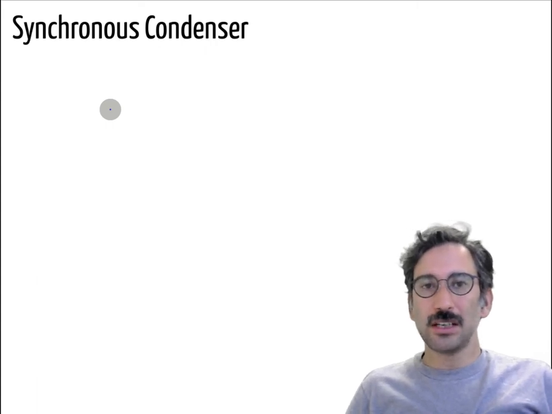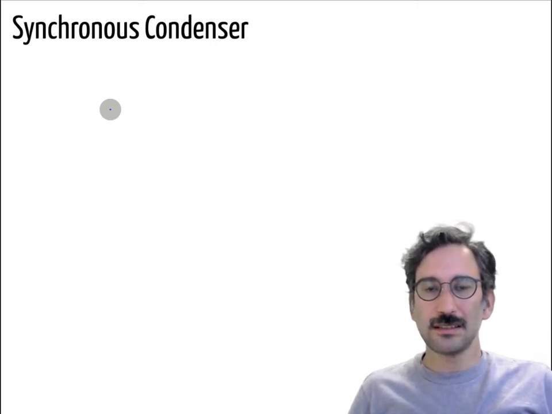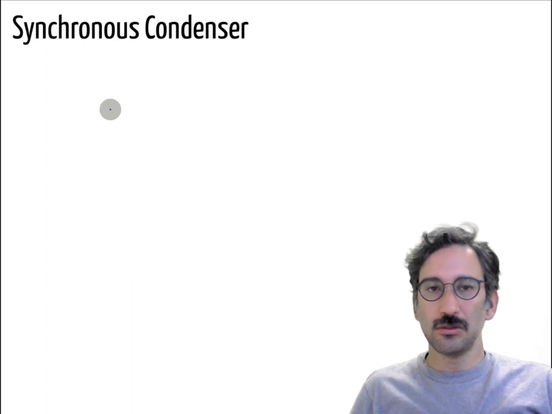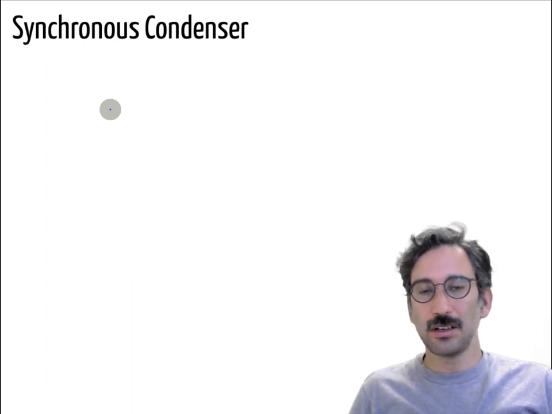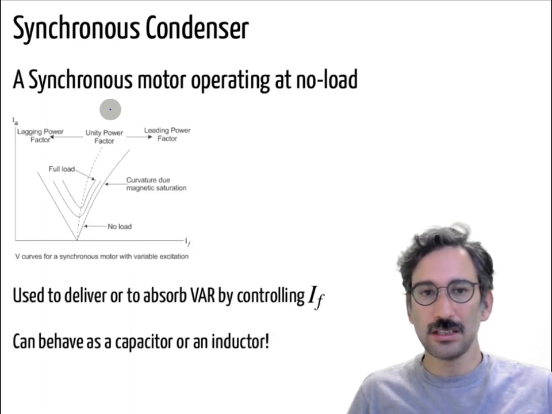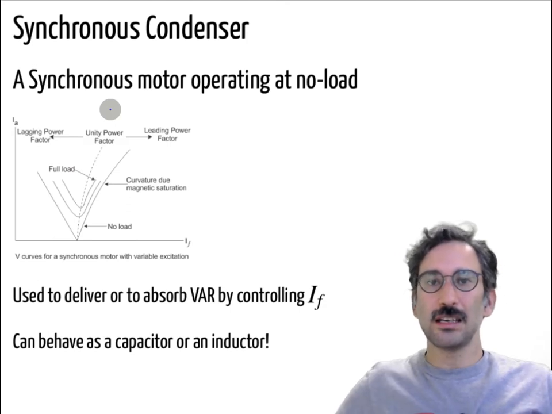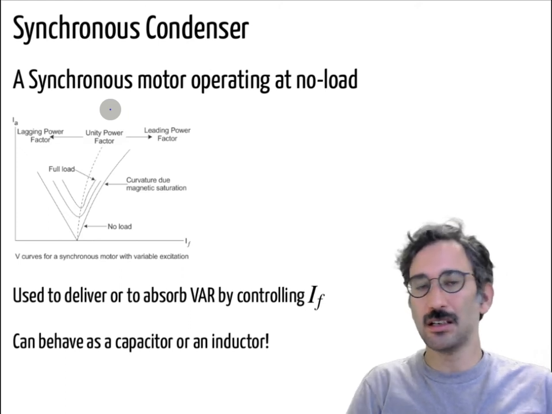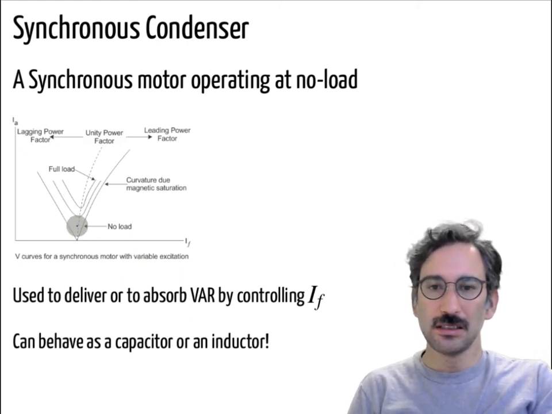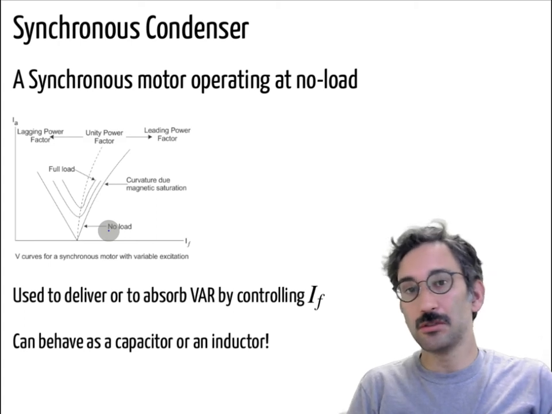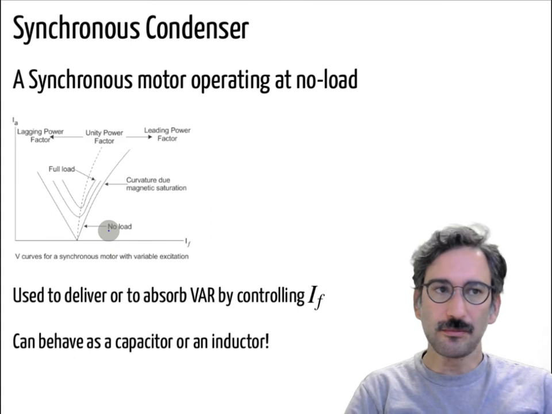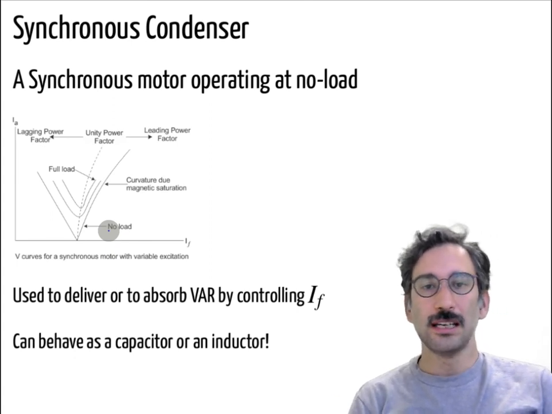So that brings us to synchronous condensers. Controlling power factor using the field current is useful in the power grid or in some other applications. The idea is, I can connect a motor and operate it at no load. It is not connected to anything, and by using that motor, or maybe in a factory you already have synchronous motors and that kind of thing.